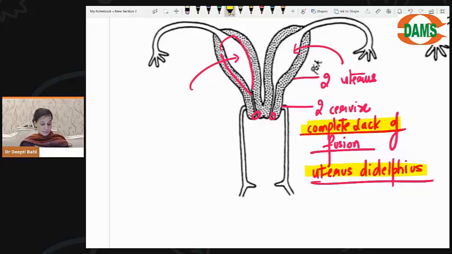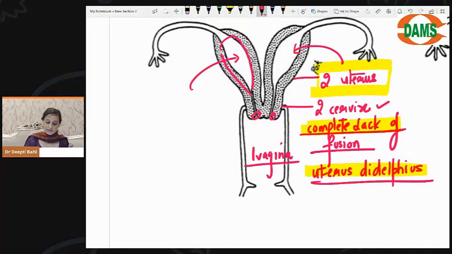Remember the word. So now remember the correct definition of uterus didelphys. The uterus didelphys will have two uteri. It will have two cervices, but one vagina. That is the core definition of uterus didelphys. Two uteri, two cervices, and one vagina.